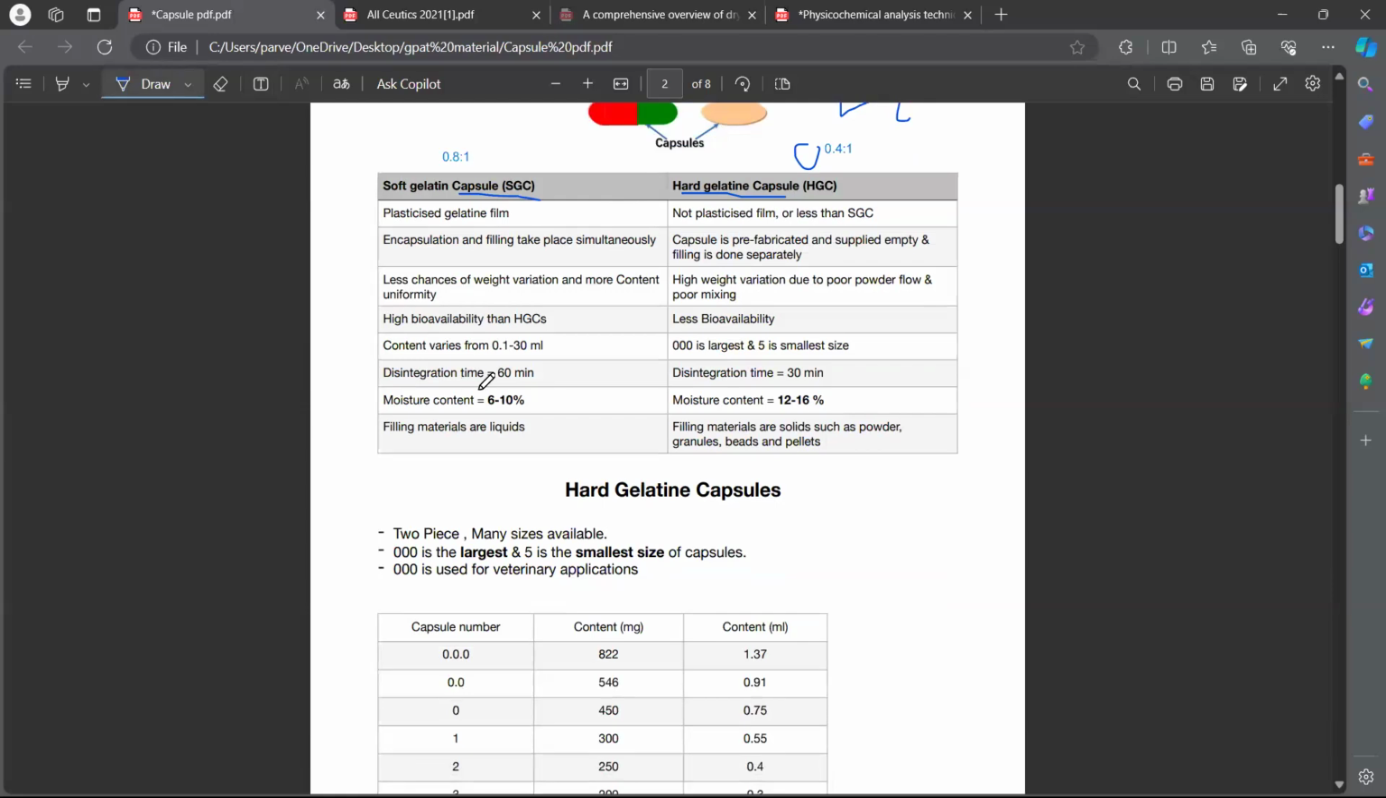Next, this is the disintegration time. The disintegration time of soft gelatin capsule is 60 minutes and the disintegration time of hard gelatin capsule is 30 minutes. This is very, very important, guys. You have to remember these values.